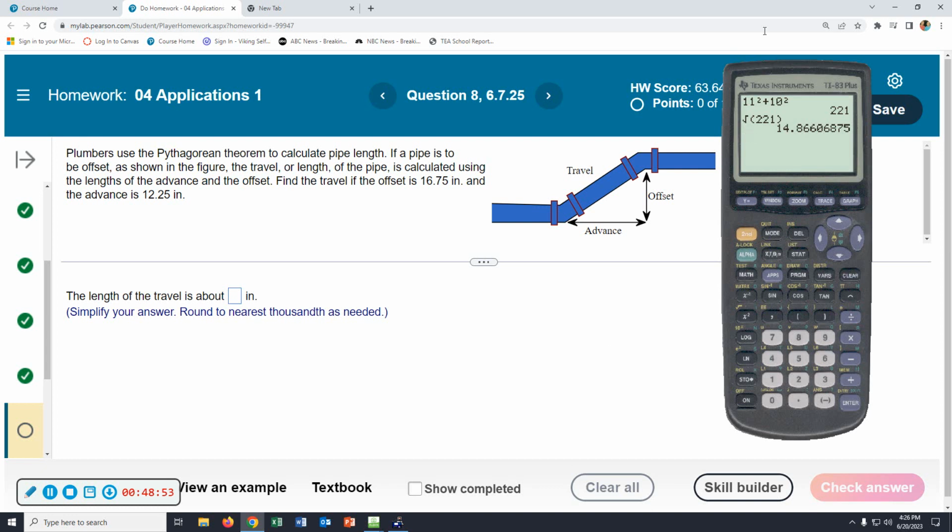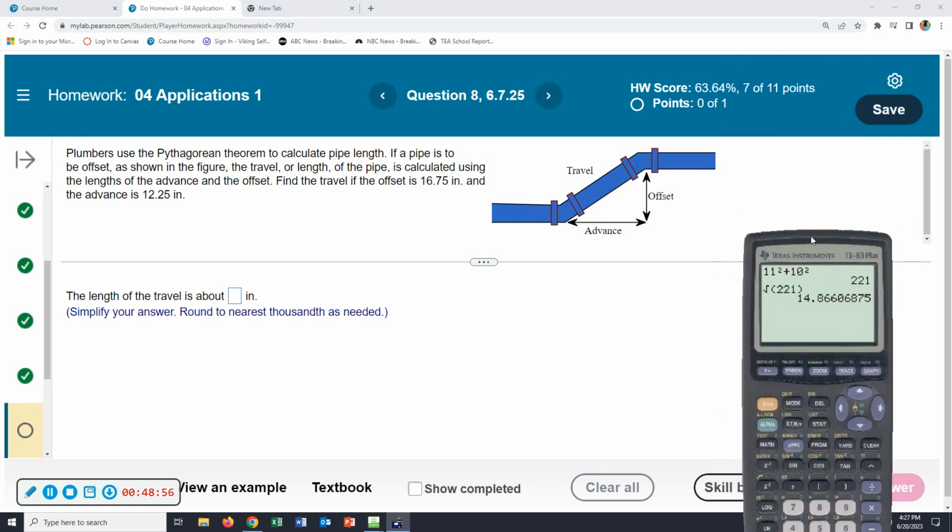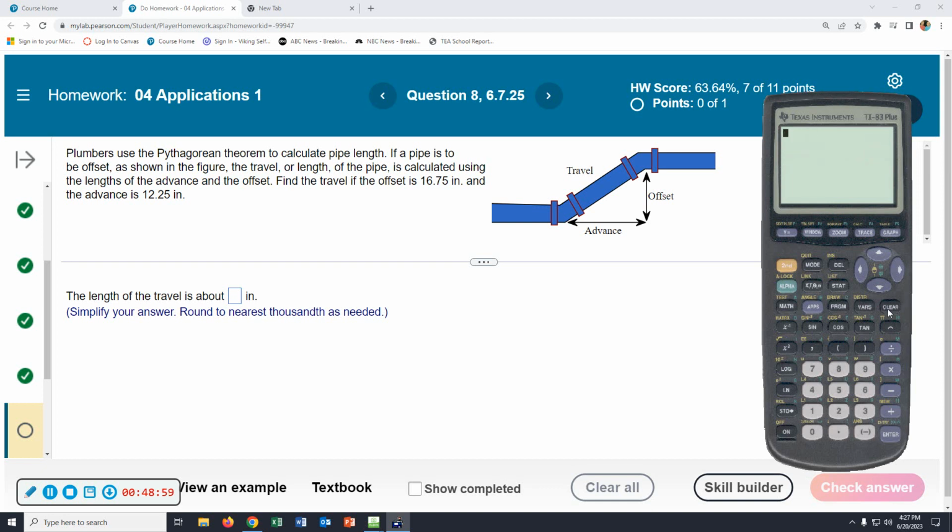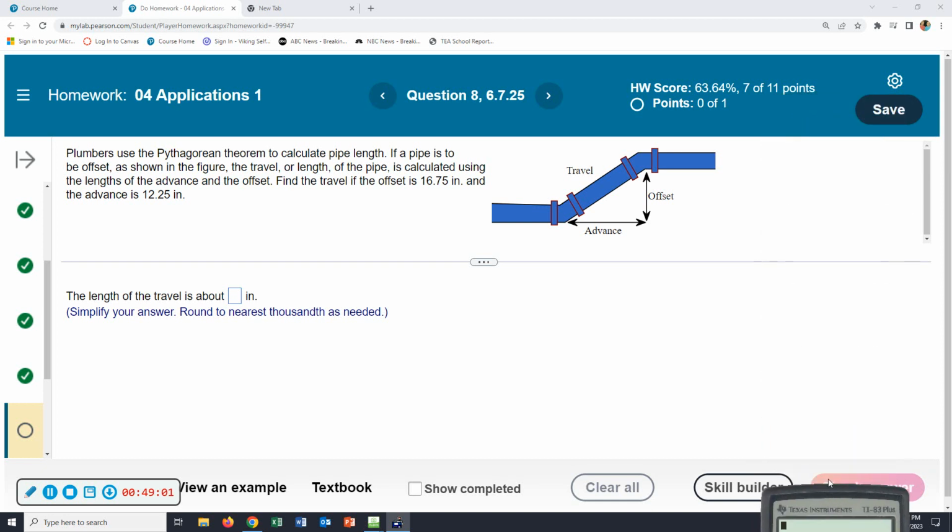Here's a little plumbing problem using the Pythagorean theorem. Plumbers use the Pythagorean theorem to calculate pipe length. If a pipe is to be offset, as shown in this figure, the travel or length of the pipe is calculated using the lengths of the advance and the offset.